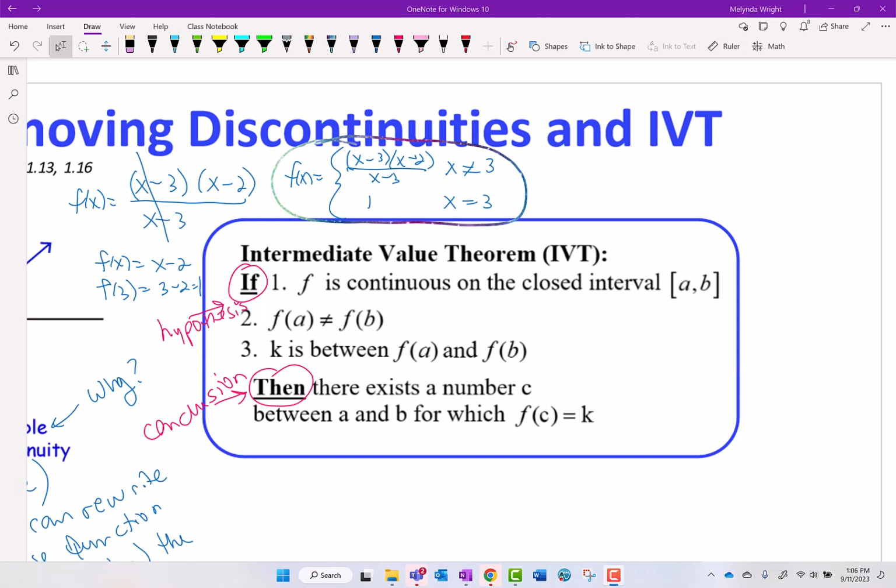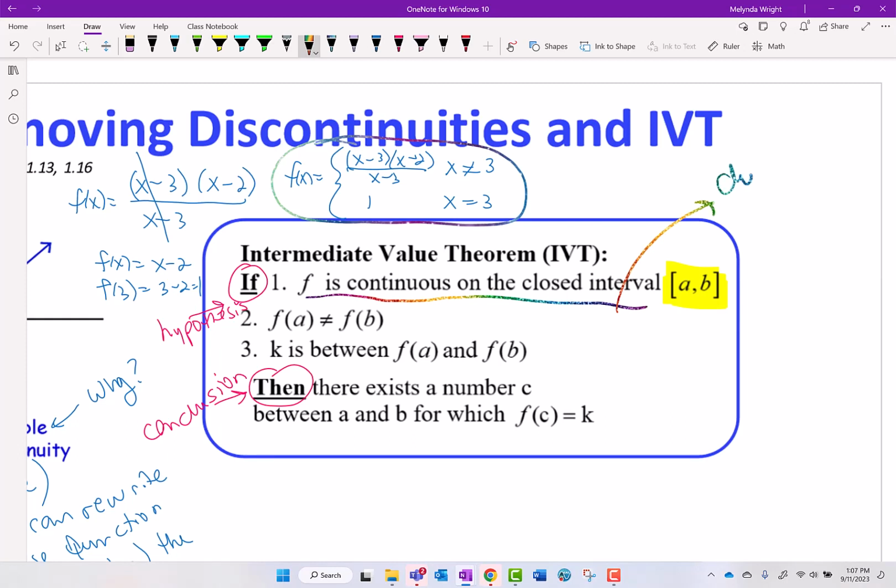All right. So first up, it says f has to be, so we need a closed interval. This is a closed interval, from whatever number. So here's our closed interval. So the first part of the hypothesis says that the function has to be continuous on the closed interval. And we can do this by inspection.